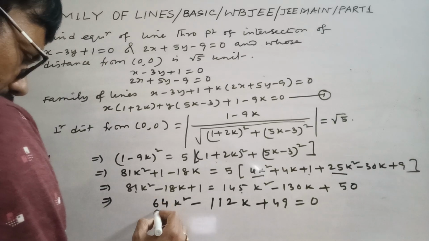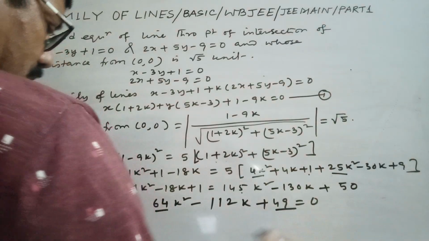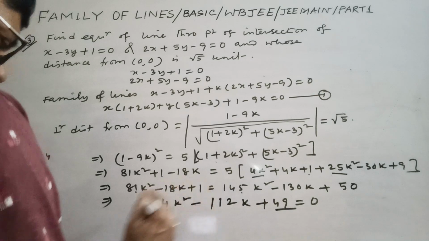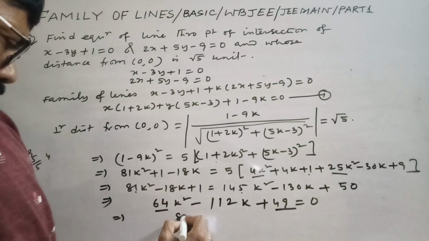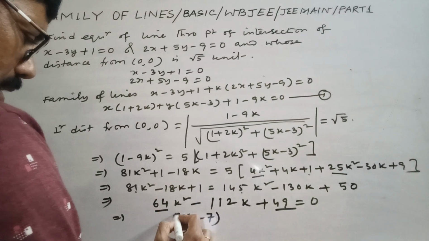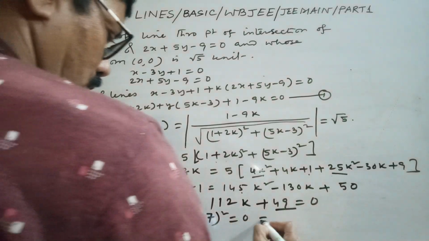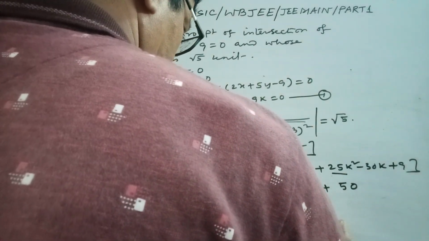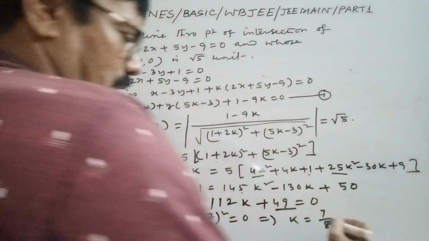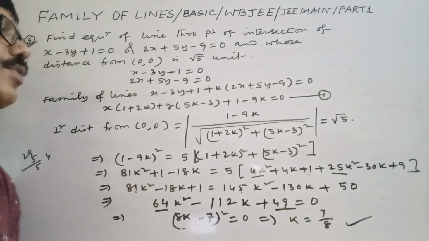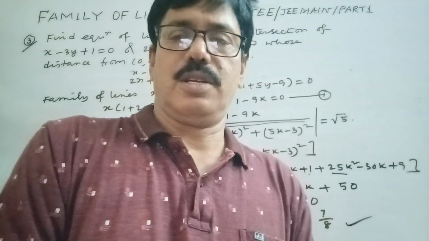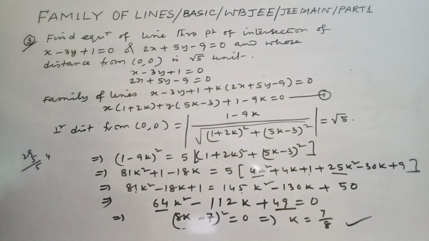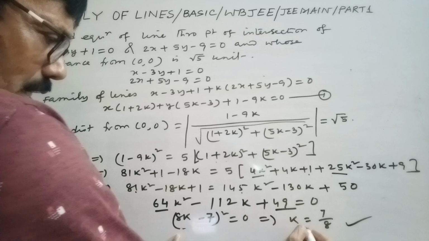Now I think this is 8 square, this is 7 square, 56 into 2. So this is a whole square. So 8k minus 7 whole square equals 0. So k equals 7 by 8. 8k minus 7, so k equals 7 by 8. So look, this is a square term. So you are getting k.